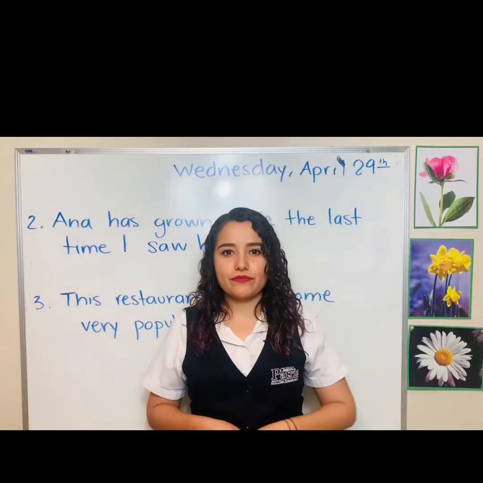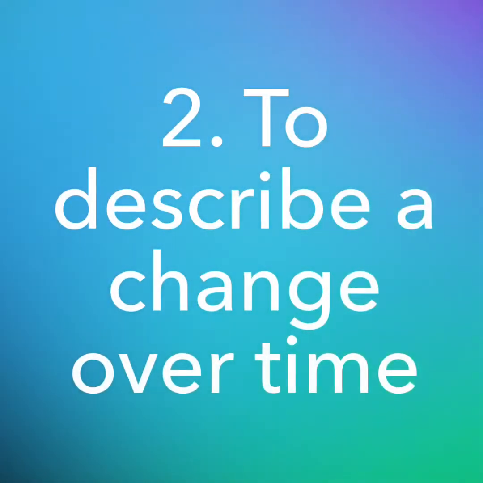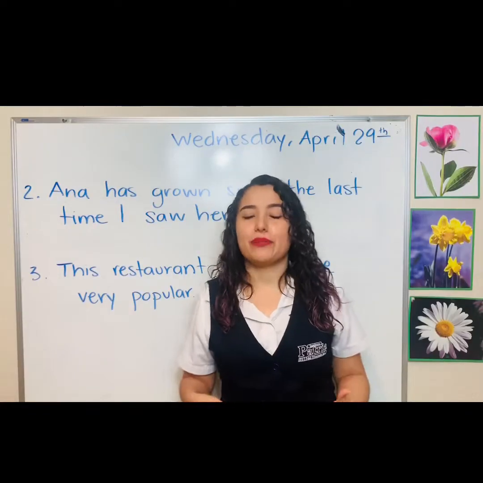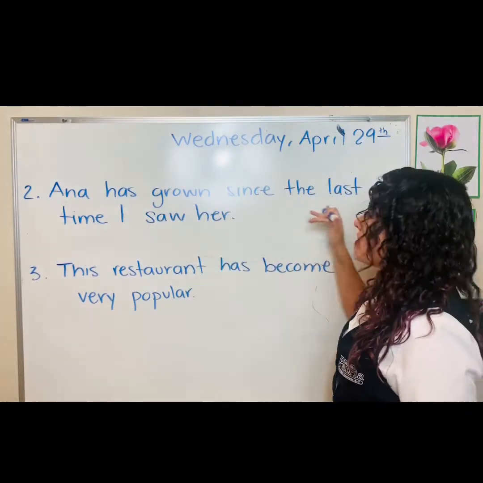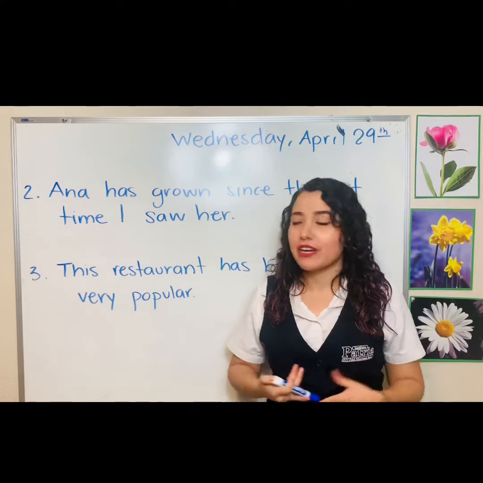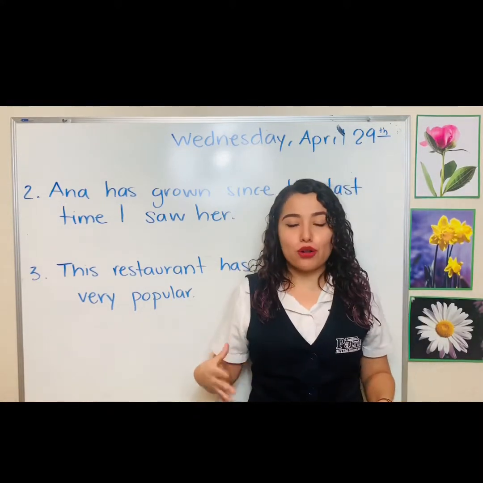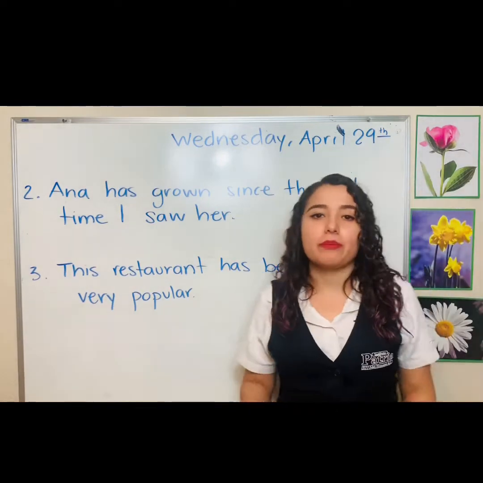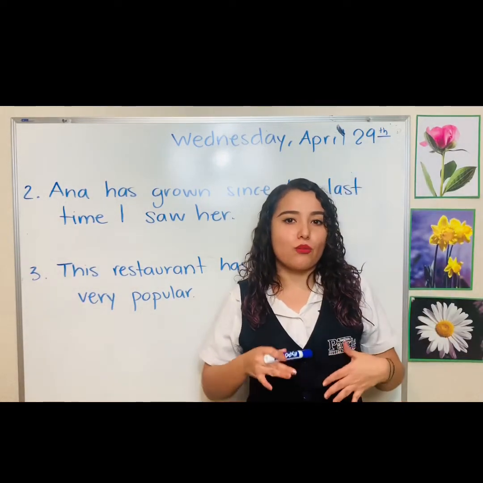Number two, to describe a change over time. An example will be, house prices have increased a lot, que en español significa que los precios de las casas han subido demasiado. Another example, it will be, Anna has grown since the last time I saw her. Ana ha crecido mucho desde la última vez que la vi. And number three, this restaurant has become very popular. Este restaurante se ha vuelto muy popular.